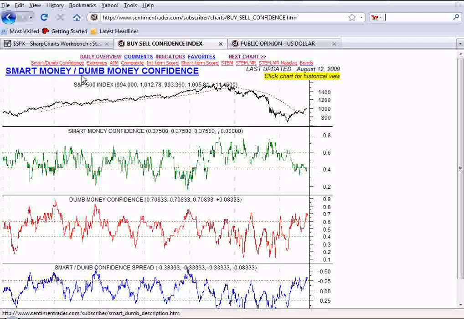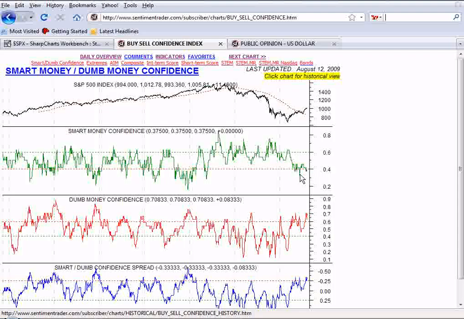This is a smart money, dumb money confidence chart that I've talked about before. This is the smart money confidence here. When the smart money confidence is low, that means they don't believe the market will be able to continue higher. When the dumb money is very high, that means that the less savvy market participants believe that the market will go higher. They're very bullish. And what we find is the smart money are good market timers, the dumb money are poor market timers.